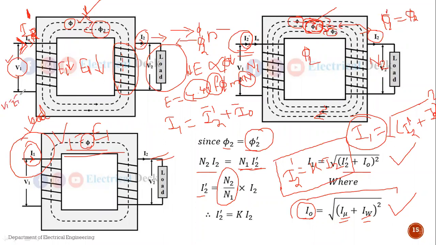to meet this value, V1 will take the upper hand over E1. That means some current taken from the primary will increase. So the primary current will increase. We are representing this increased current, or the additional current taken from the primary, as I2 dash. The additional current taken we consider as I2 dash.